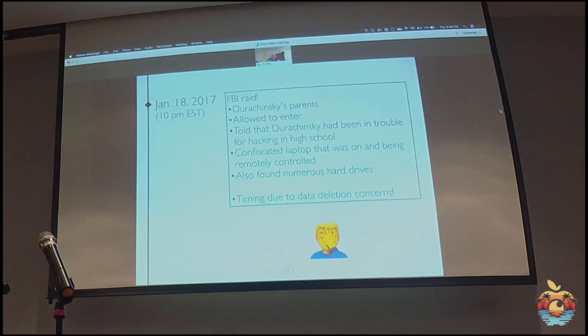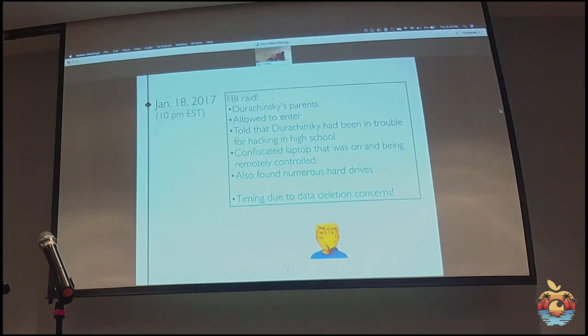The FBI asked if they could enter, and were allowed. They were invited in. Interestingly enough, Durachinsky's parents told the FBI that he'd been in trouble for hacking in high school. I'm not sure why they would say that to the FBI when they're knocking and asking about their son. So that's an interesting little tidbit. Not sure that I entirely understand it.